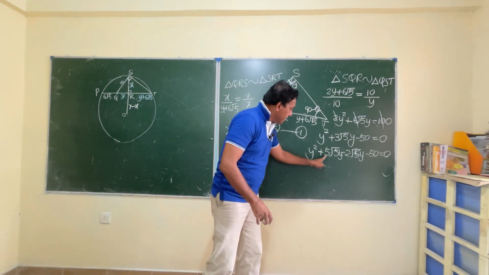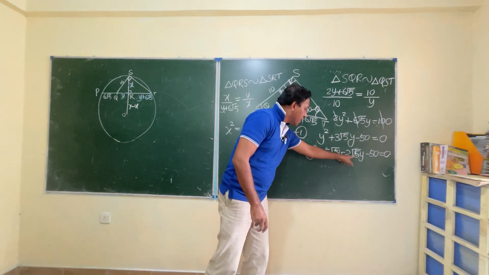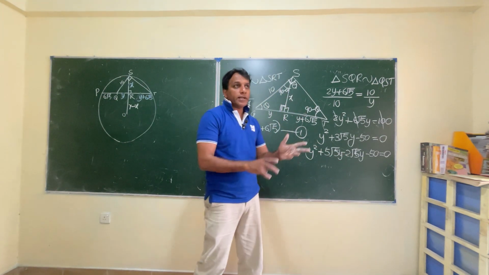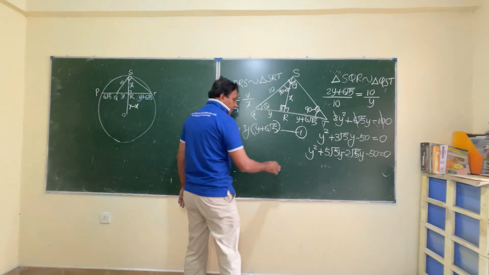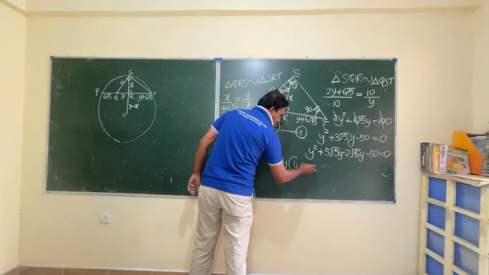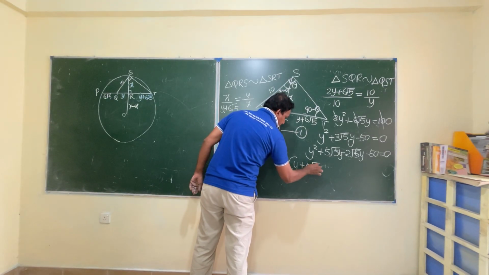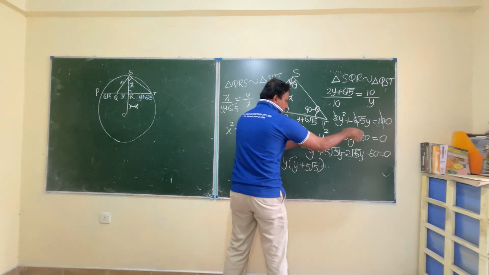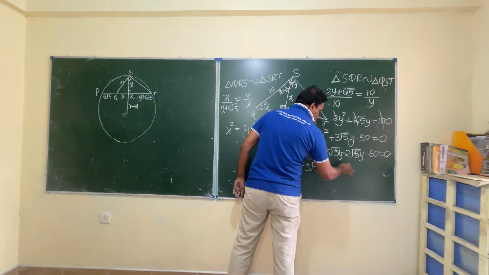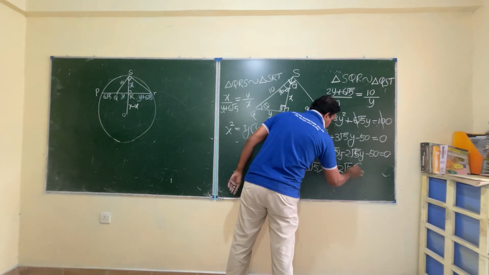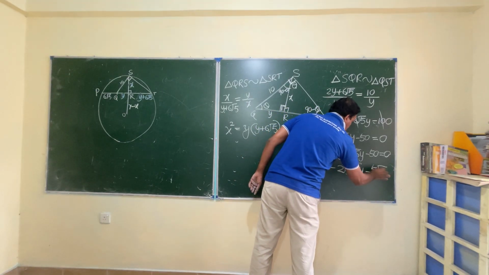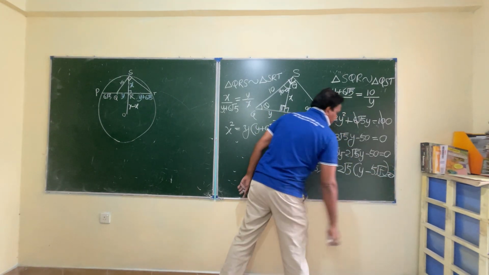Yes, we multiply this toward the answer. 5 times 2 is 10 root 5, 10 times 5, yes. So take the y out: y plus 5 root 5. On the other side, take the minus 2 root 5. So we get y minus 5 root 5 equal to 0.